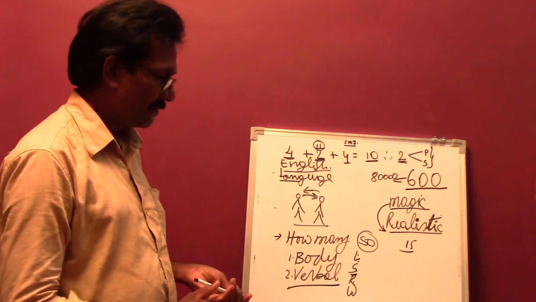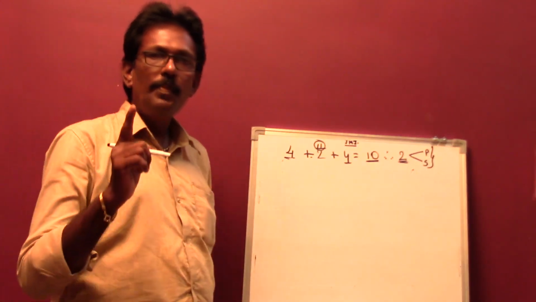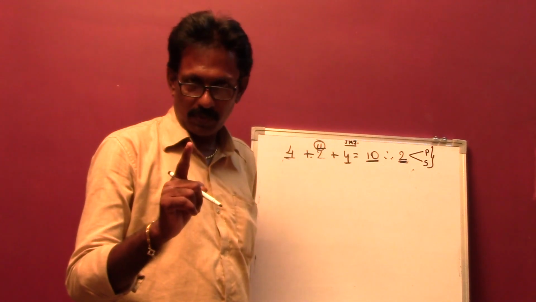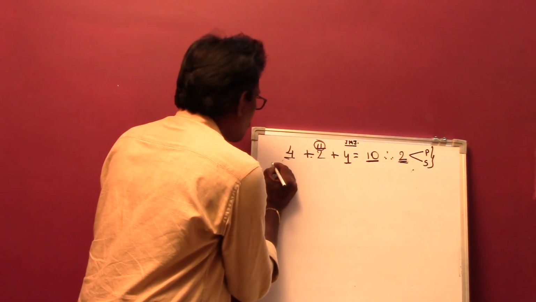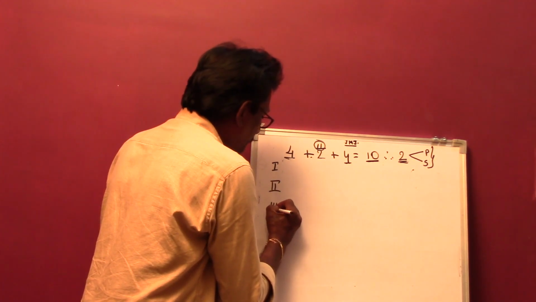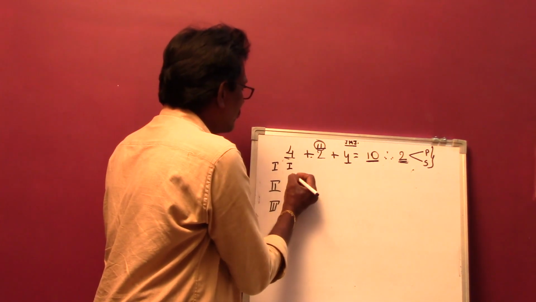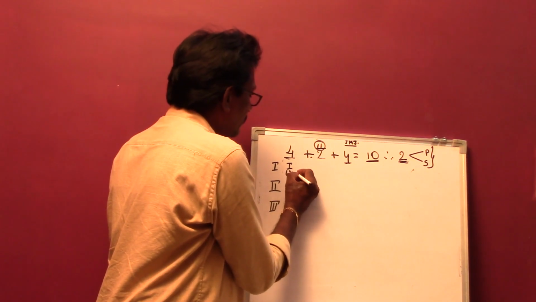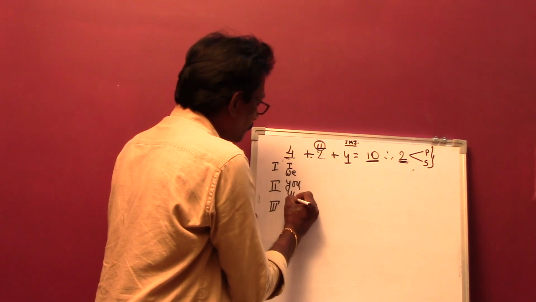Then, after that, how many persons are there in this world? There are only 3 persons in this world. First person, second person, and third person. Who is the first person? I, we. Second person, you, you.